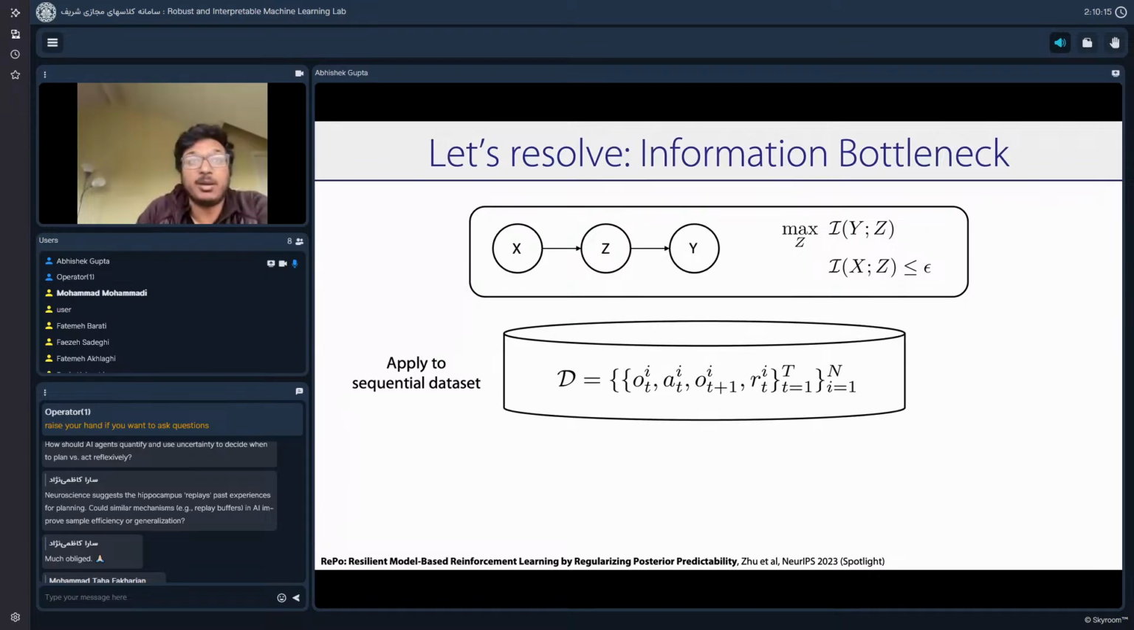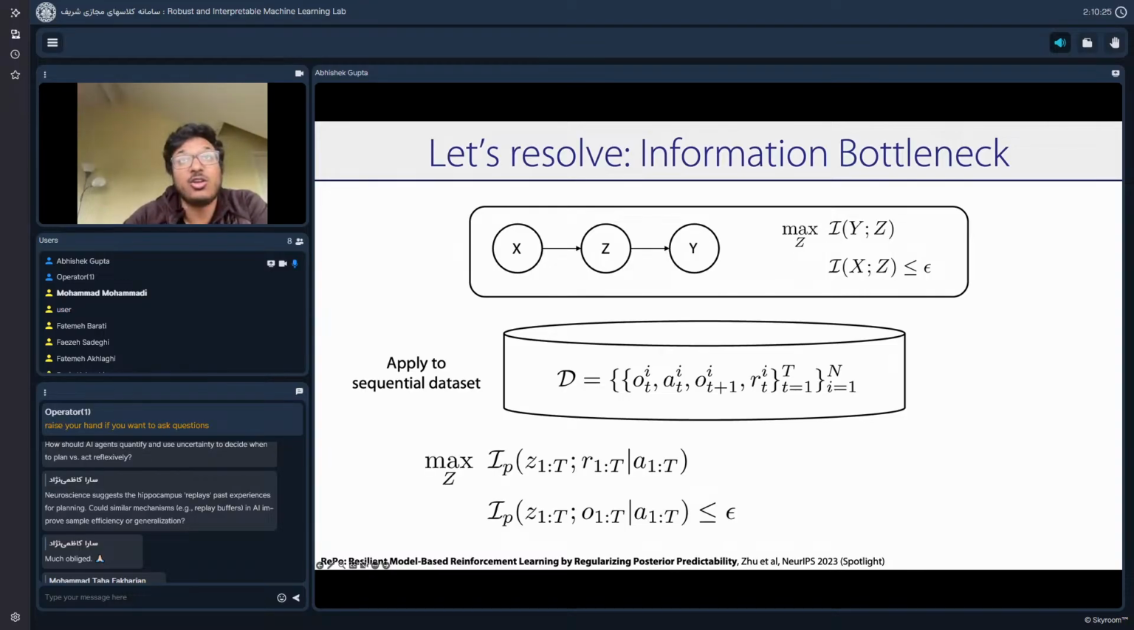And you can apply this to a sequential data set of observations, actions, next observations, and rewards. The analog of this information bottleneck principle is going to be this objective. It says: try to find a latent Z which maximizes the mutual information between the latents and the rewards, and minimizes the mutual information between the latents and the observations.